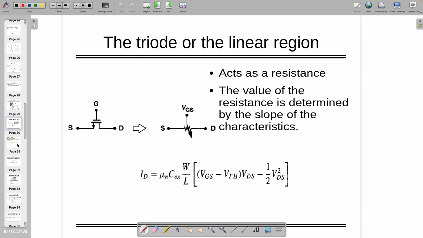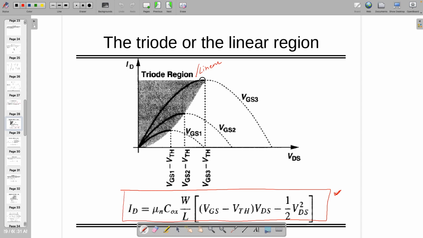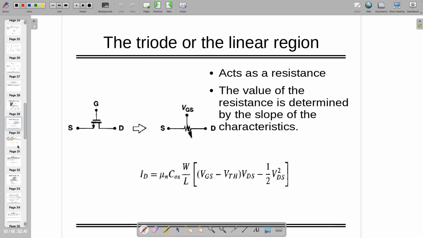And the other thing, okay, so it will look like this. It is not drawn with a slope intentionally, but actually it has a slope, right? This is happening due to channel length modulation. We'll talk about it maybe in later slides. So this is the equation when it's in linear, and linear is very important when you want to design a circuit where your transistor acts as a switch. When it acts as a switch, or as a resistance, the value of the resistance is determined by the slope of the characteristic, by the way. Okay, so this slope.